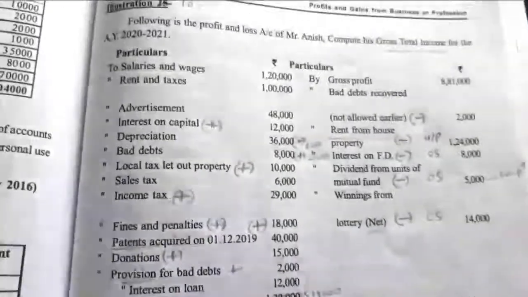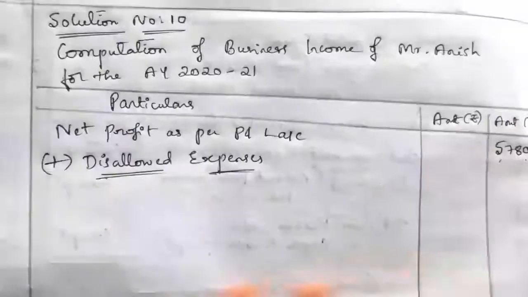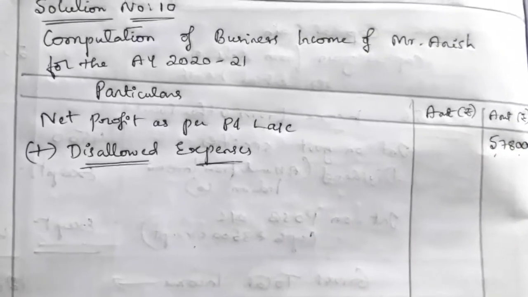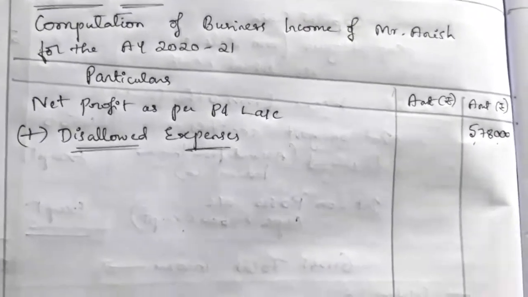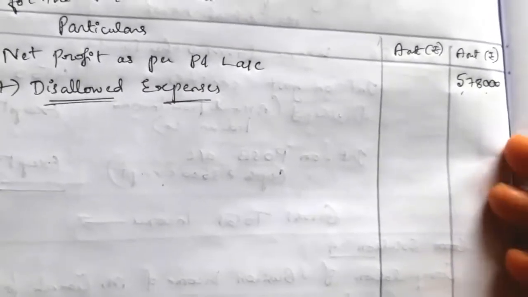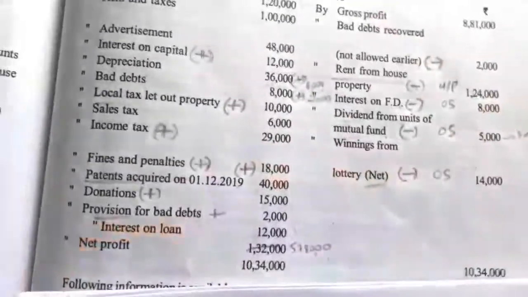Write the heading computation of business income. First, computation of business income of Mr. Anish for the assessment year 2020-21, with particulars and amount columns. So we'll start with the net profit as per profit and loss account. The net profit is 5,78,000. Next we have to add the disallowed expenses. So we'll write the disallowed expenses one by one.